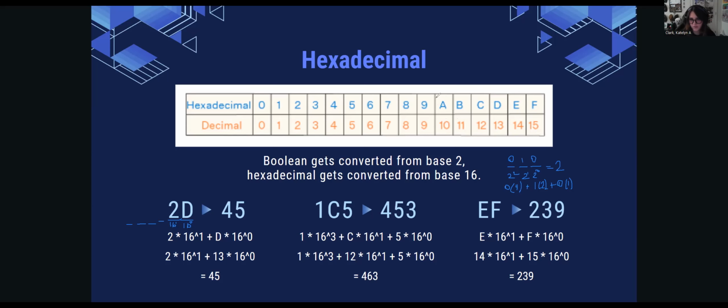The reason they do this is that if this was actually 10, you wouldn't know it's 10, you'd think it's a 1 and a 0. So instead we switch to letters: A, B, C, D, E, F, etc. As I said for this example, it's going to be 2 times 16 to the 1st plus D, which is 13, times 16 to the 0th, which equals 45.